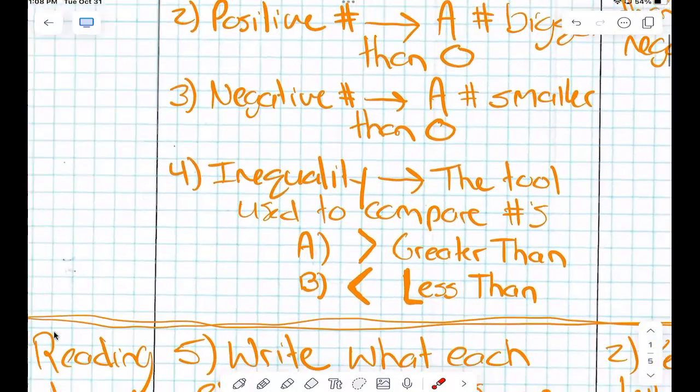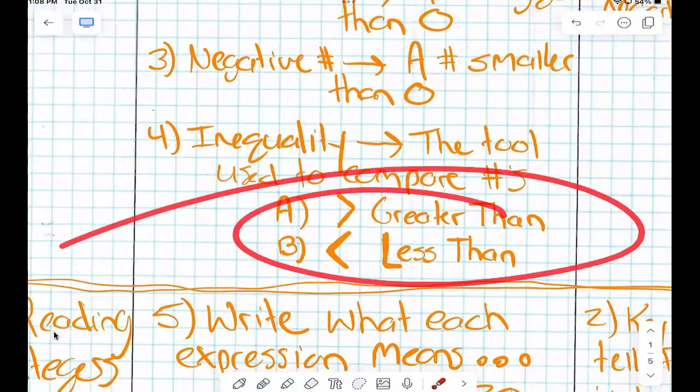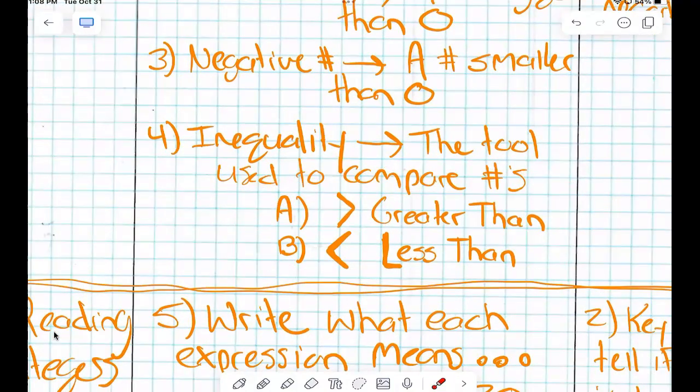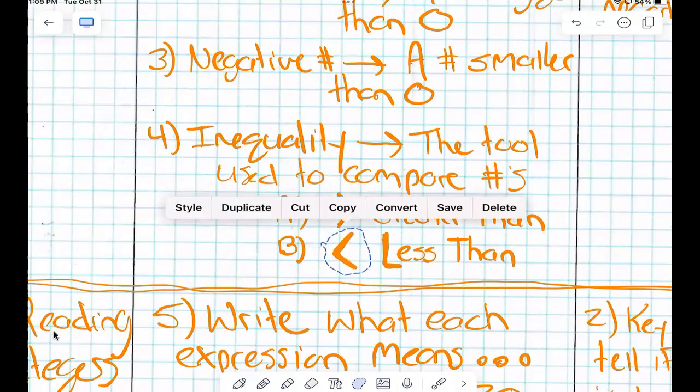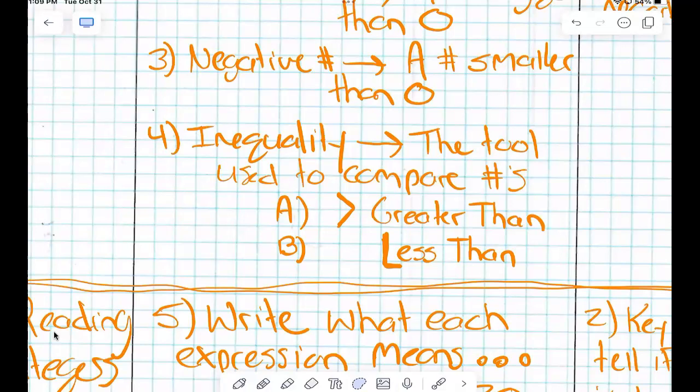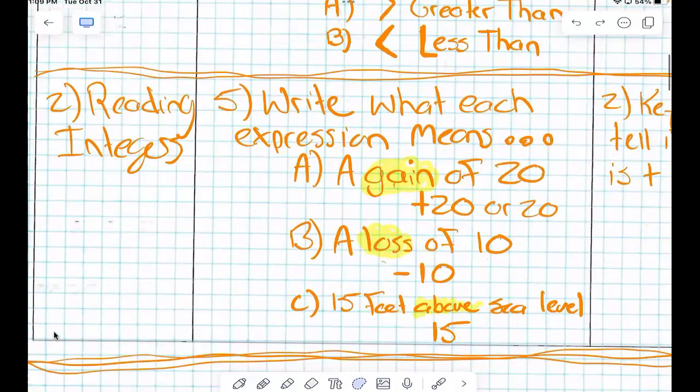Left. And inequality, remember these? Inequality symbols, yes? Why is this inequality symbol right here? Can you see what I'm circling? Why does that mean less than? What does it look like? It looks like an L, because if I shift it, it actually makes an L. So we know less than kind of looks like an L, right? And then the other one is greater than, yes? Okay, cool. All right, reading integers.